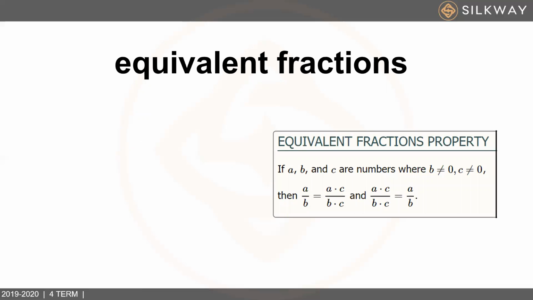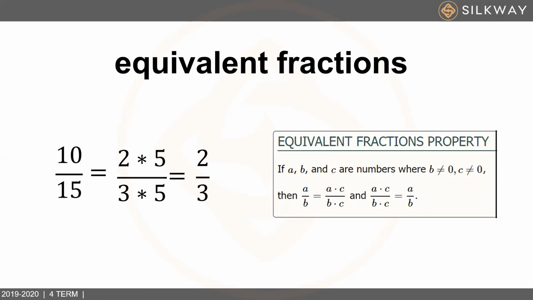Fractions that have the same value are equivalent fractions. The equivalent fractions property allows us to find equivalent fractions and also simplify fractions. Let's look at this example. 10 over 15 and 2 over 3 are equivalent fractions since their values are equal.